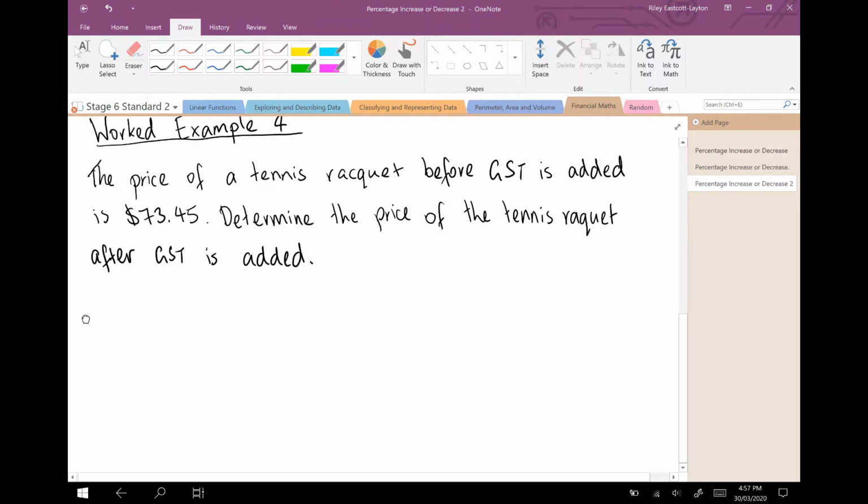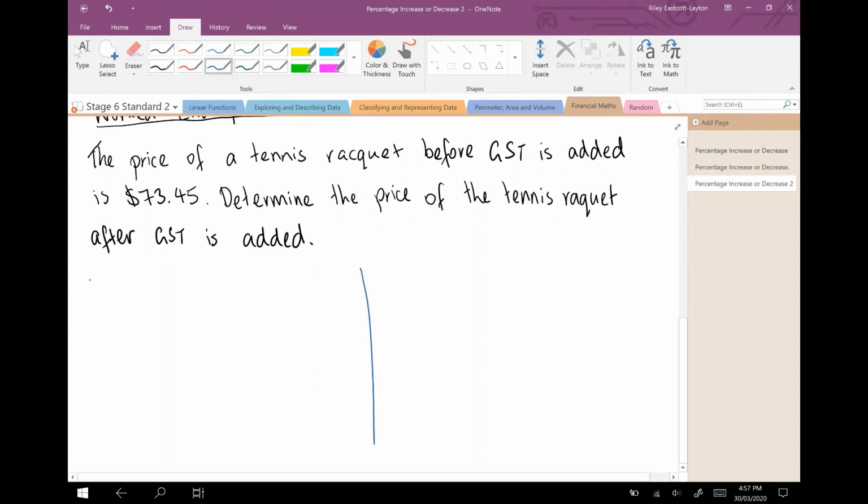Alright, so same as last time, I'm going to break it down into two different options, and you guys can choose whichever one works better for you. The first option that we're going to do is we're going to work out what 10% of our price actually is. So, 10% of 73.45 is equal to 0.1 times by 73.45.